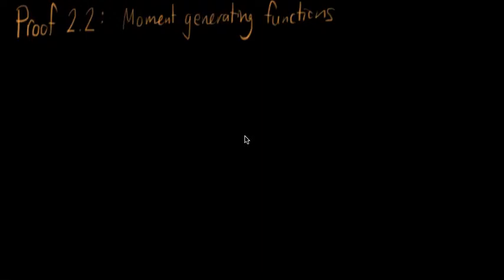Hello, so this is my proof presentation for proof 2.2, and it is all about moment generating functions. So we have some random variable x, and the moment generating function, call it mgf, of x is defined to be the expected value of e to the tx.